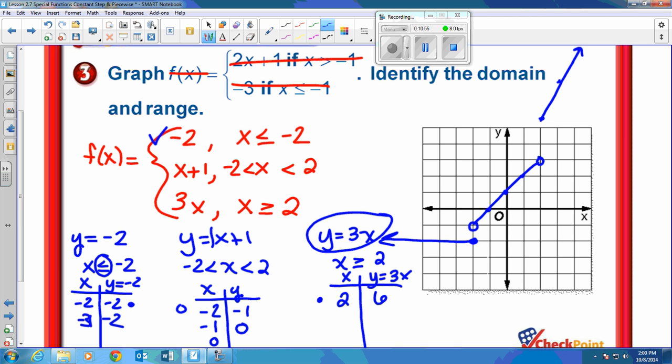We start at 2, 6. We start wherever it tells us to. It tells us to start where x is greater than or equal to 2. So I plug in 2 for x, and I get 6 for y. The slope right here is 3. 2, 6.